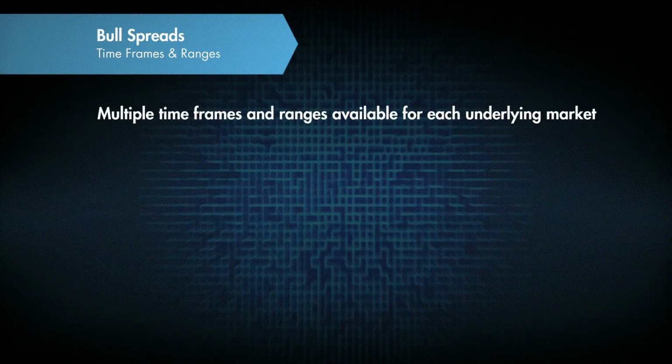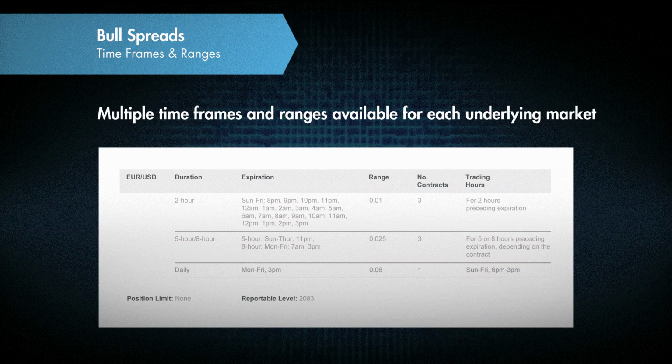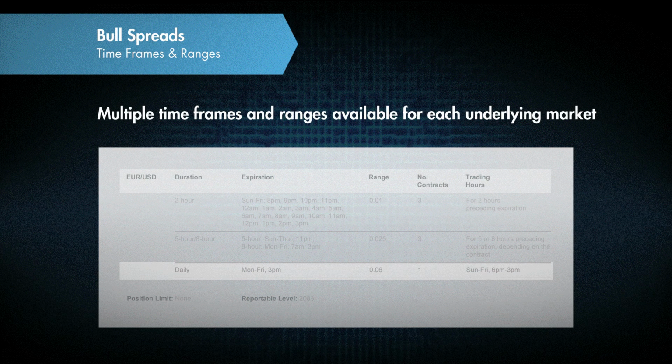So with bull spreads, as we understand, there's a floor and a ceiling. And within each instrument, whether it be an equity index, a currency, or a commodity future, there are multiple time frames throughout the day, both daily, intraday of different durations, as well as ranges available for each underlying market. So here's an example of the Euro USD, which is the spot Euro USD pair. There are daily with a range of 600, number of contracts 1, Sunday through Friday.